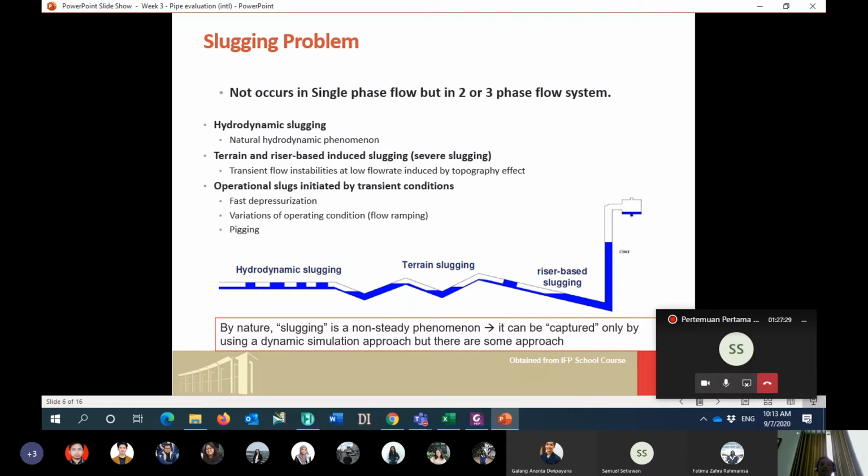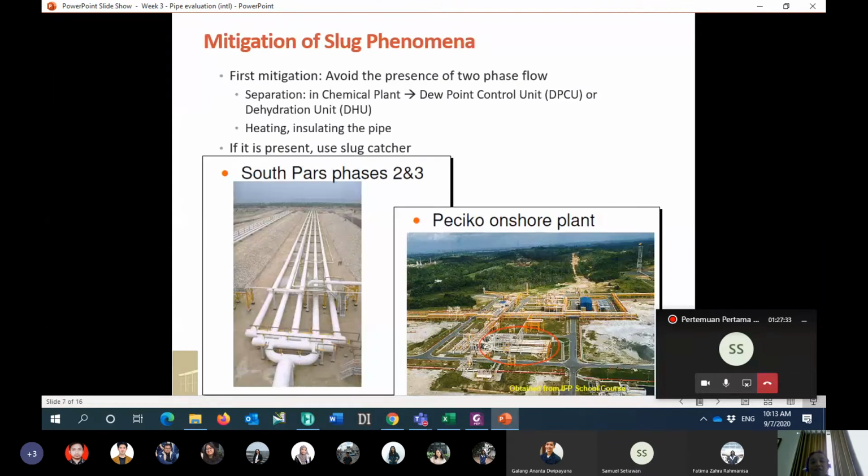This is the mitigation when we have a slugging problem. The first mitigation, as I mentioned before, is separation. Try to separate gas and liquid. Why? Because when you have a single phase, for example gas phase only or liquid fluid only, there will be no slugging problem. So separation is the way to do that.